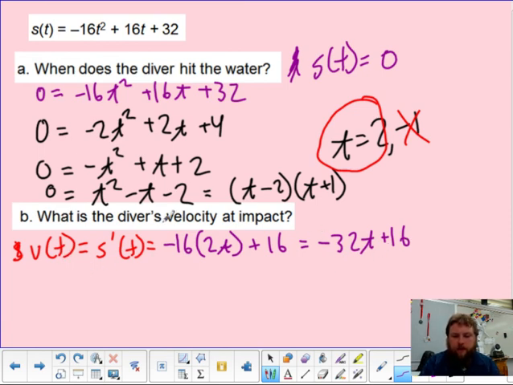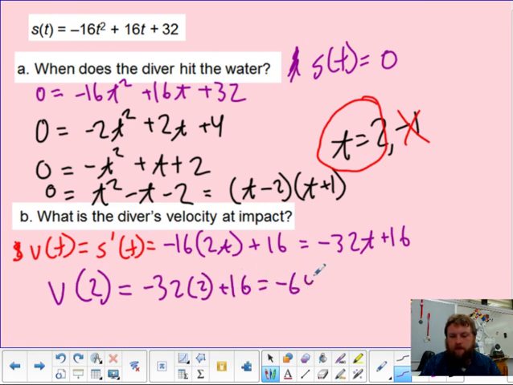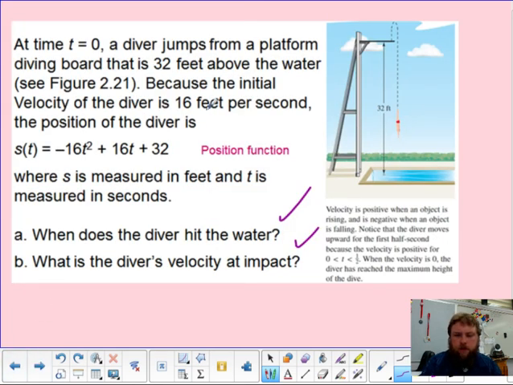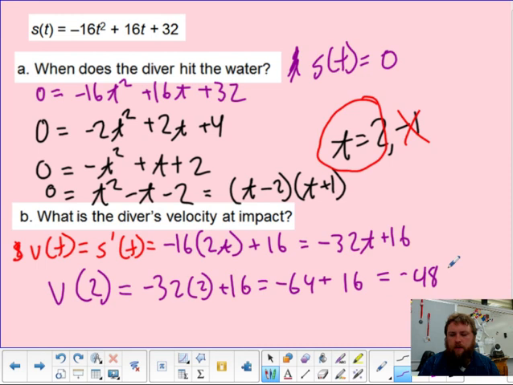So now I want to find the velocity at impact, which is the velocity at 2 seconds. So that'll be negative 32 times 2 plus 16. So that's going to be negative 64 plus 16, which will be negative 48. But what are our units here? When we're talking about the real world, we're talking in feet per second here. So negative 48 feet per second. And that's my answer. That's it.